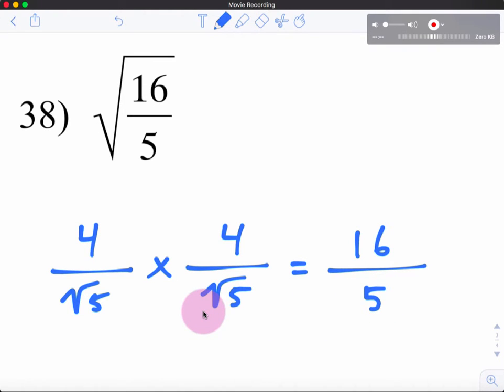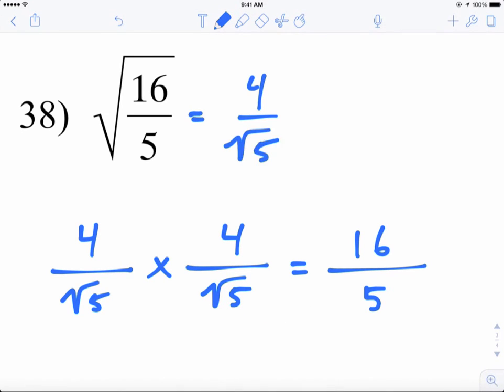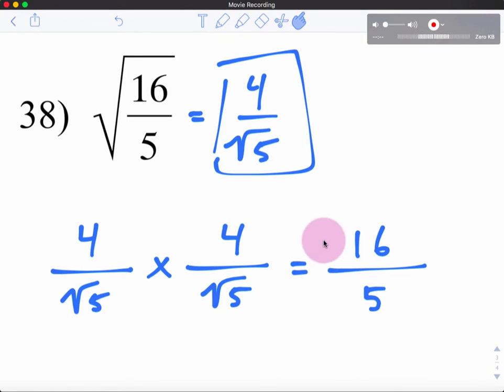Right? It doesn't do many other things well. It doesn't cook well or do athletics well. But it does multiply by itself to give 5. So the principal square root of that number would be 4 over the square root of 5. A little bit awkward, but hey, that's the best way we can express this number in a slightly simplified form.